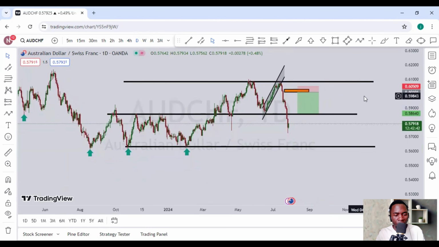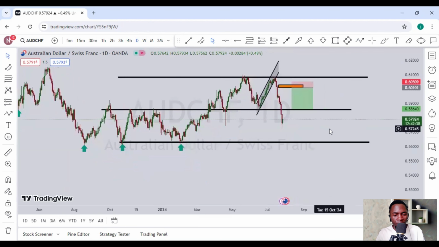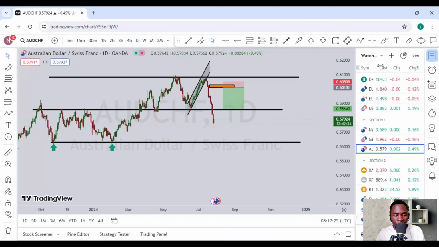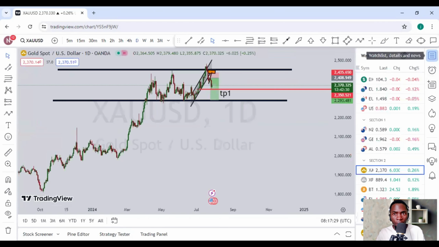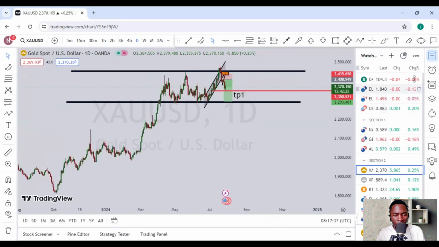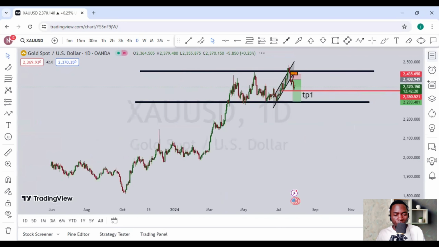So there is no way I can change my direction or whatever. So let's wait to see if we can have another setup in the days to come. So that is all for CHF. The other pair that I'm currently in now, this one, I'm in.